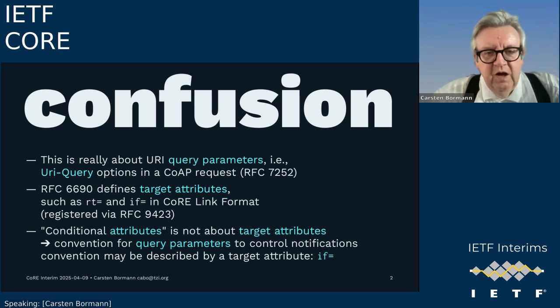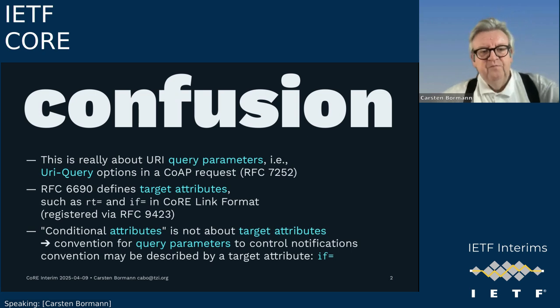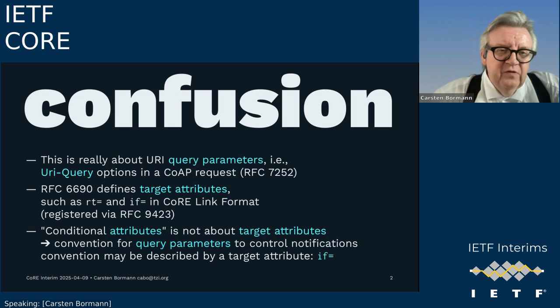So we really learn about what should be going on from 7.2.5.2. We also have something called attributes, which we typically just use as an abbreviation for the word target attributes. And these are things like RT equals, IF equals, CT equals in core link format. This is something that, for instance, a server can describe in their well-known core about a resource that it offers and how to get at this. And this thing actually has a registry. So we might want to use this registry for something, but let's look at the details.